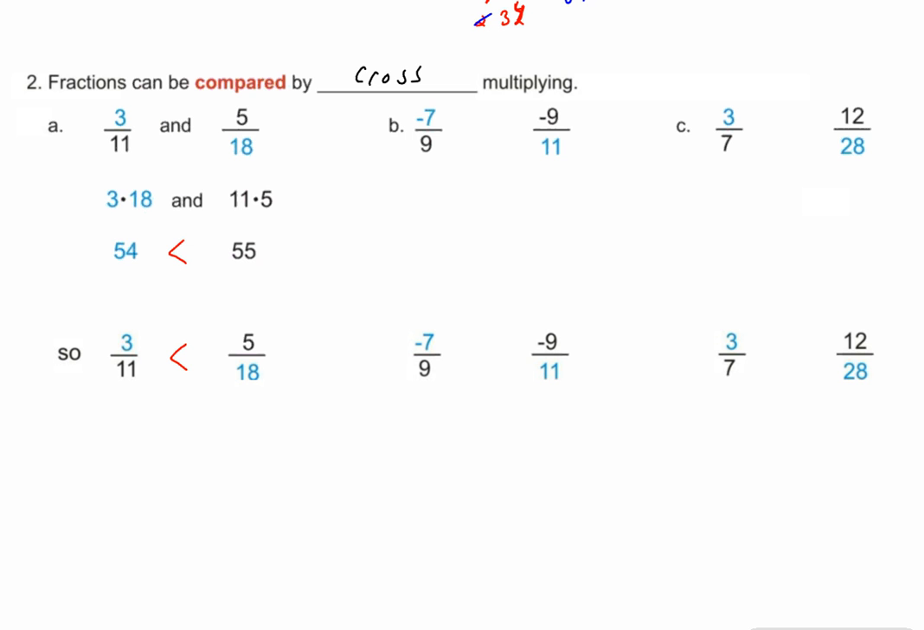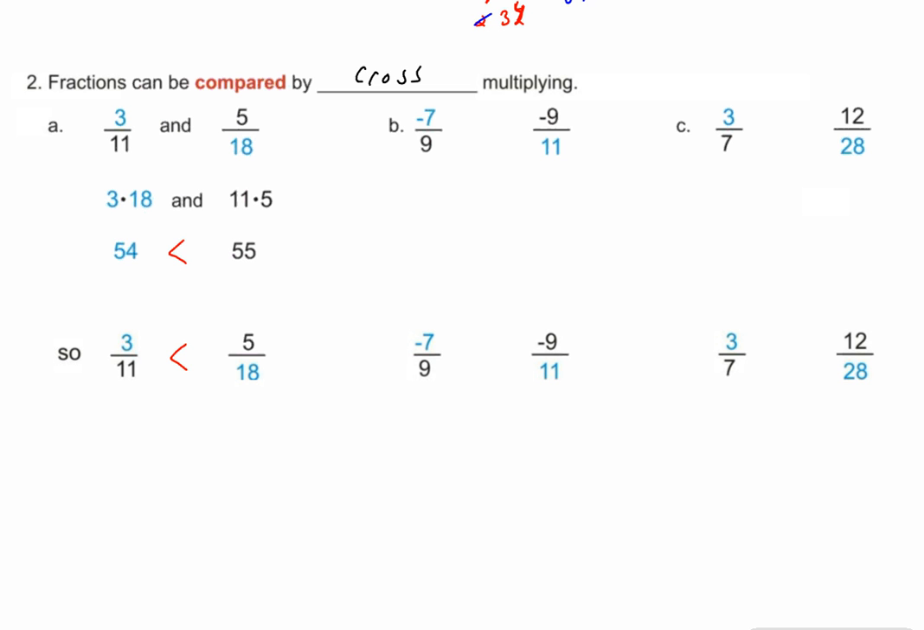Now, if we had calculators already, and we don't, we're going to get them after chapter 6, we could just simply figure out the decimal equivalent with our calculators real quick: 3 divided by 11, 5 divided by 18, and compare the decimals. Well, we don't have calculators yet, so we got to go this method. We're going to cross multiply.